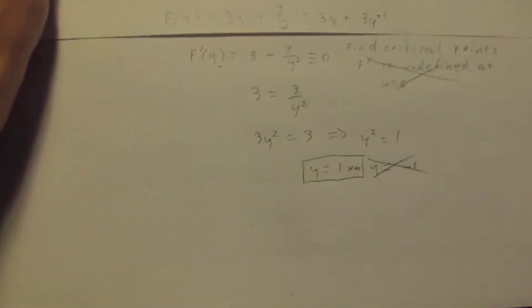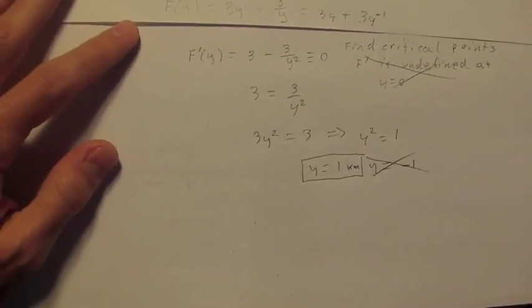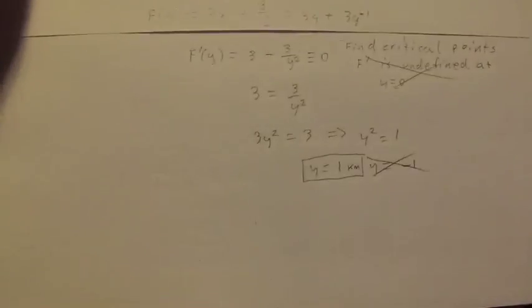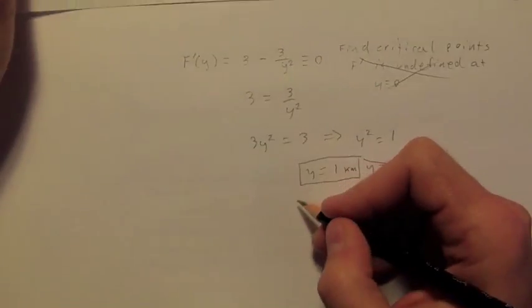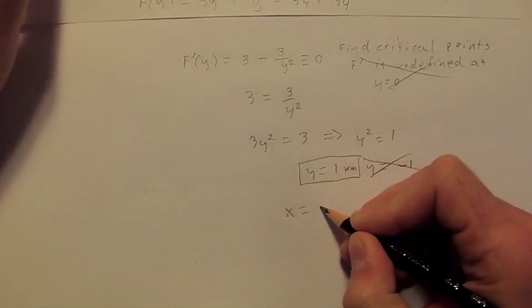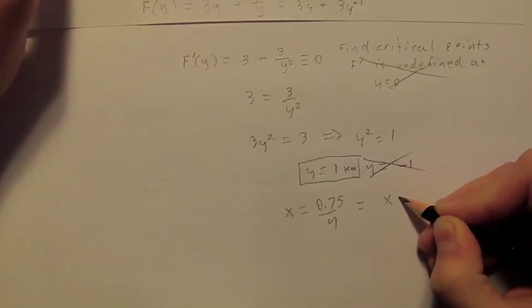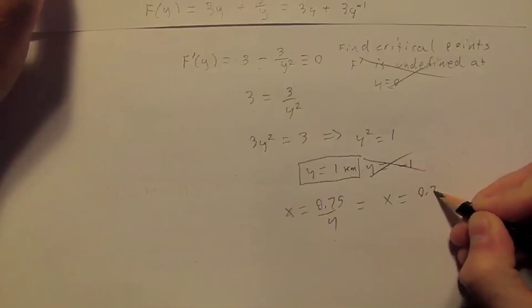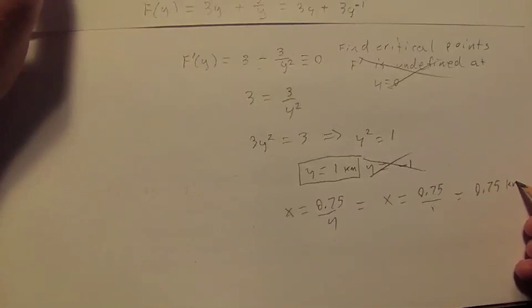Now, we're not totally finished yet. We're asked, how can he do this and minimize the cost of defense? So I also want to find x, right? I know that y needs to be 1 kilometer, so if we go back to what x equals, x is 0.75 over y, so x will be 0.75 over 1, so 0.75 kilometers.